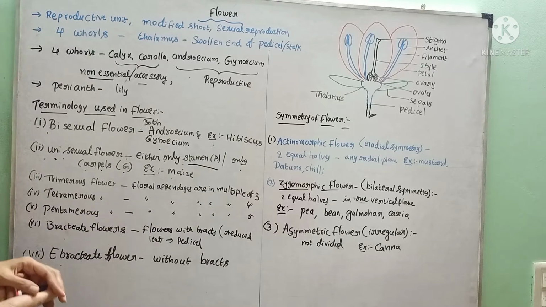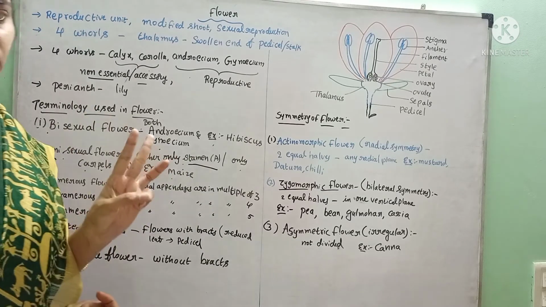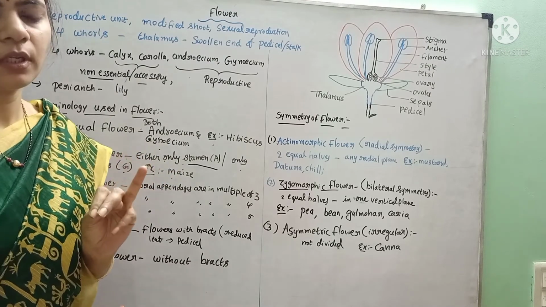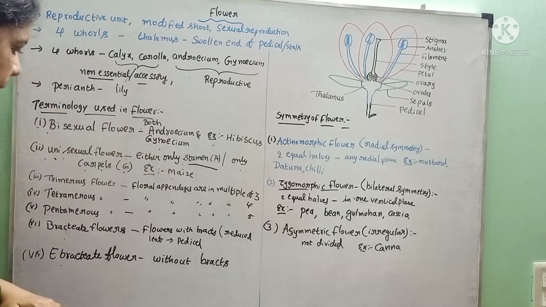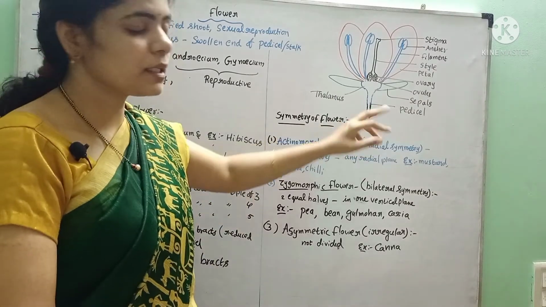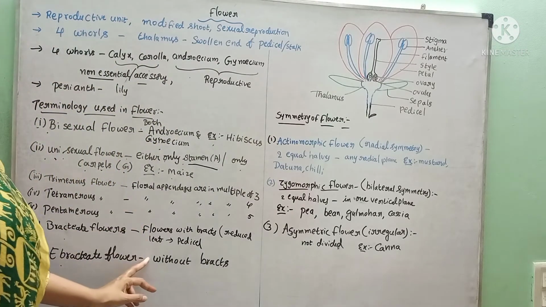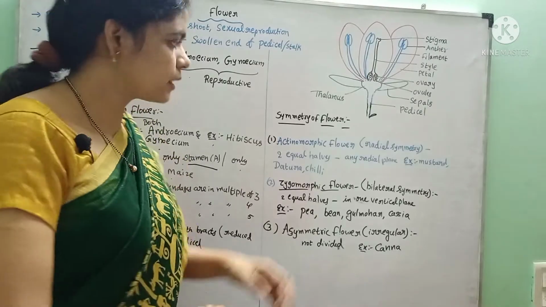Example: males. Trimerous means floral appendages are in multiples of 3. Tetramerous means there are multiples of 4. Pentamerous means multiples of 5 appendages are present. Bracteate: a bract is a reduced leaf-like structure present at the base of the pedicel. If it is present, they are called bracteate flowers. If the bract is absent, they are called ebracteate flowers.